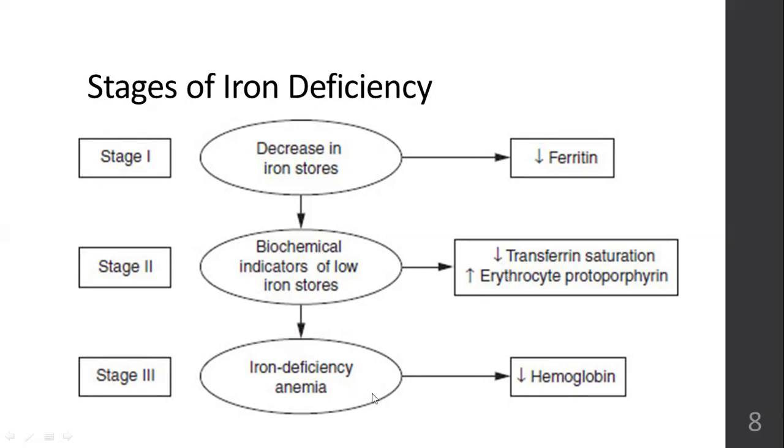Stage 3 is finally iron deficiency anemia. That's the conclusion, in which hemoglobin levels have gone down below the cutoff indices, depending on the age group that you are doing the blood analysis for. So stage 3 is iron deficiency anemia, in which the overall circulating hemoglobin is down because there is not enough production of hemoglobin.